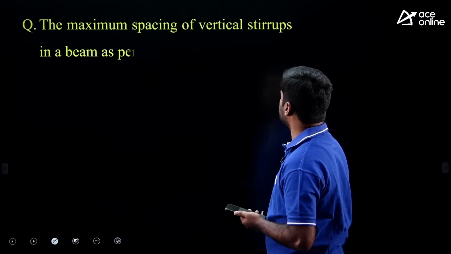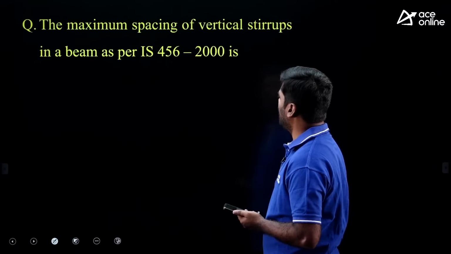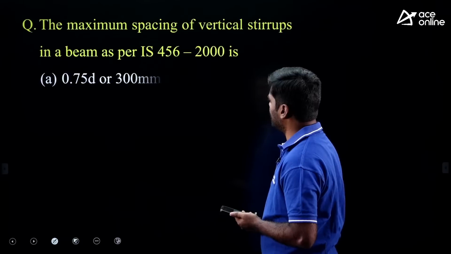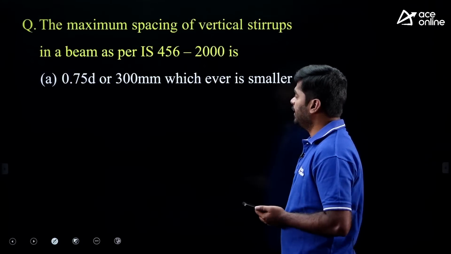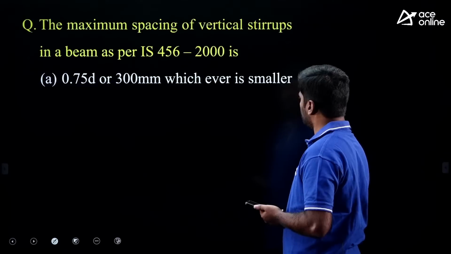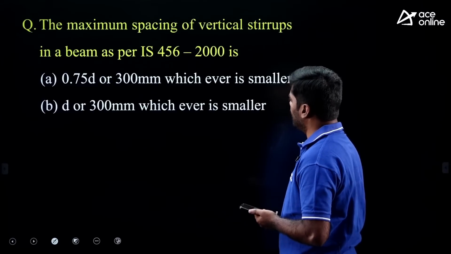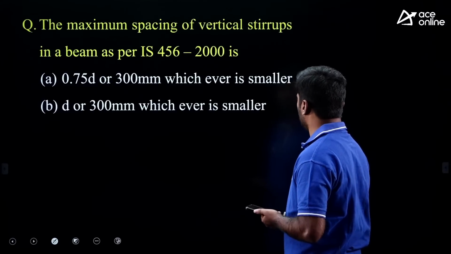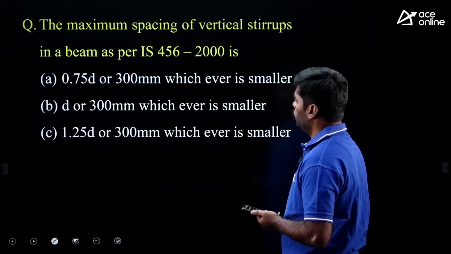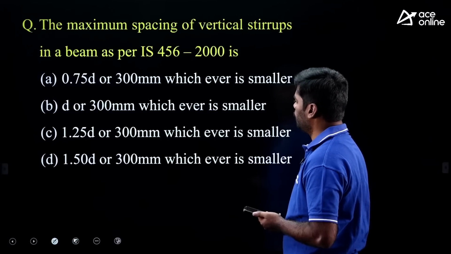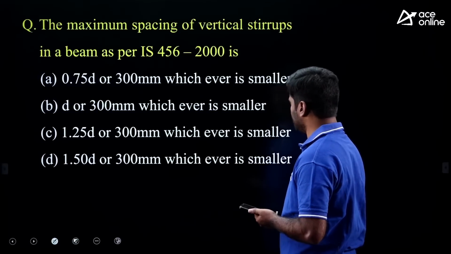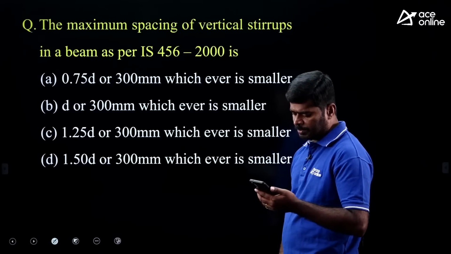The maximum spacing of vertical stirrups in a beam as per IS 456-2000 is, options given: A, 0.75D or 300 mm, whichever is smaller; B, D or 300 mm, whichever is smaller; C, 1.25 times D or 300 mm, whichever is smaller; D, 1.5D or 300 mm, whichever is smaller. Come on, my dear, which option is correct?